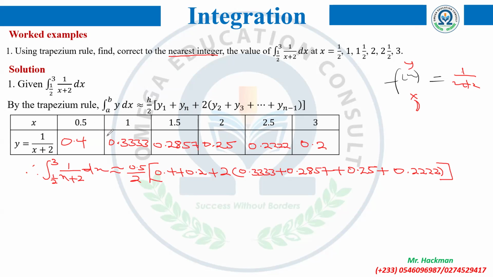I hope you are with me. Yes, okay, please. So that gave us the 0.5 over 2. The rest is just substitution. Remember in the formula, it said this is y sub 1, y sub 2, y sub 3, y sub 4, y sub 5, then y sub 6.